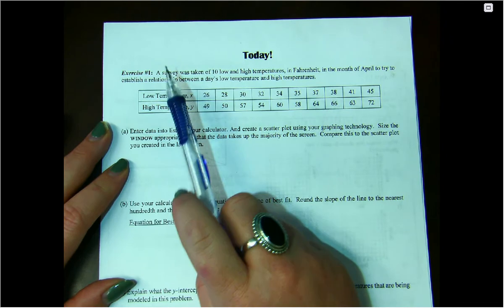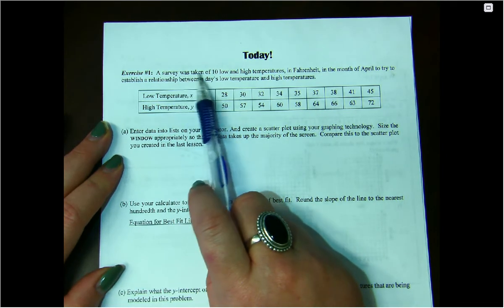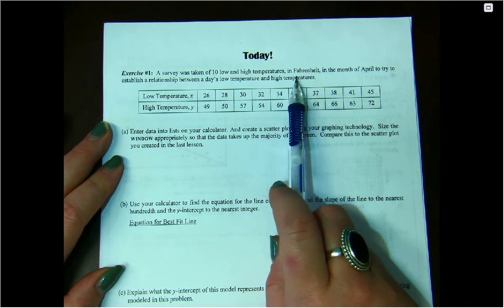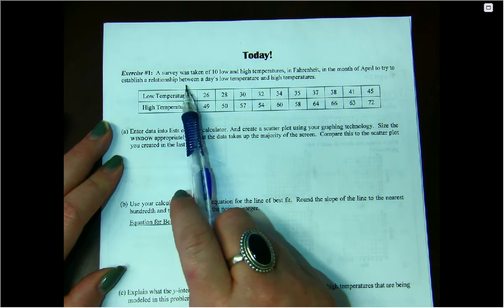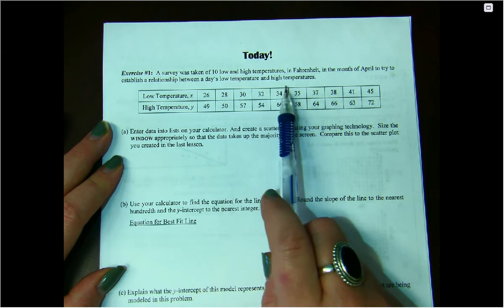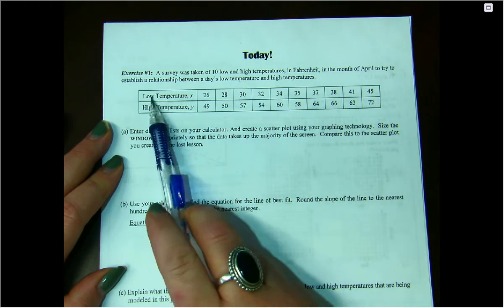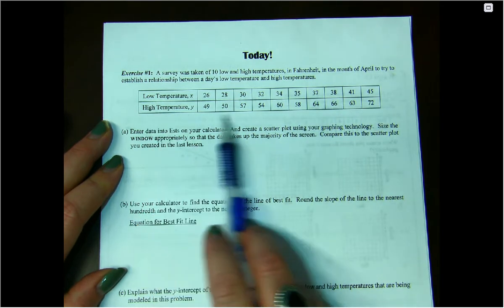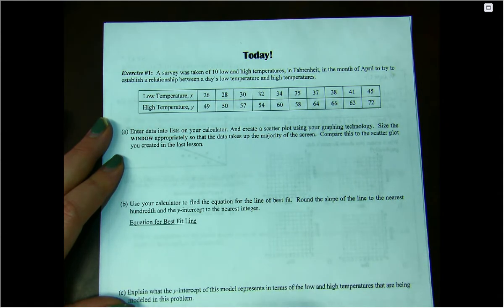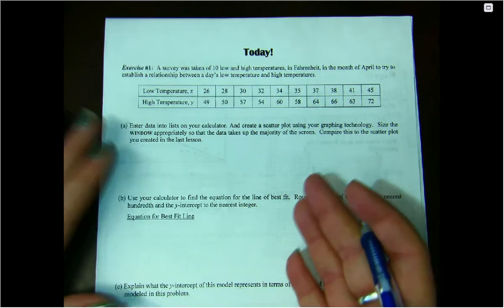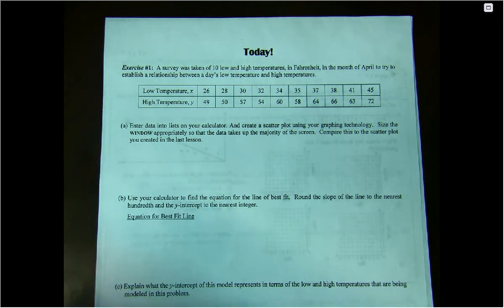So exercise 1 says a survey was taken of 10 low and high temperatures in Fahrenheit in the month of April to try to establish a relationship between a day's low temperature and a day's high temperature, okay? So here's my low temperature X and my high temperature Y. The first thing I want to do is create a scatter plot in my calculator, okay? And how do I do that?